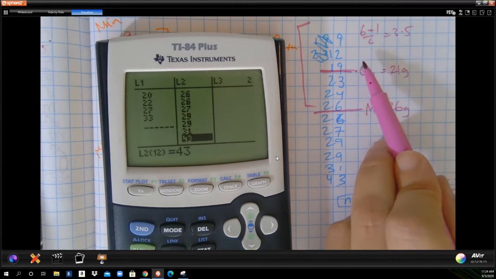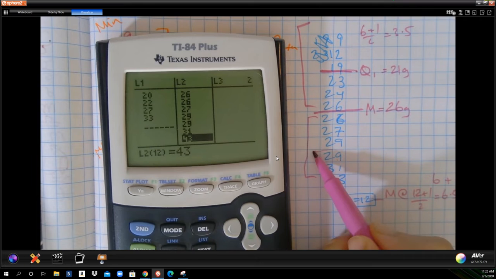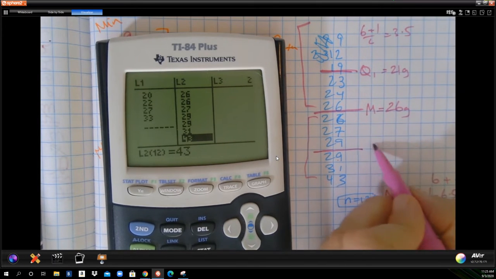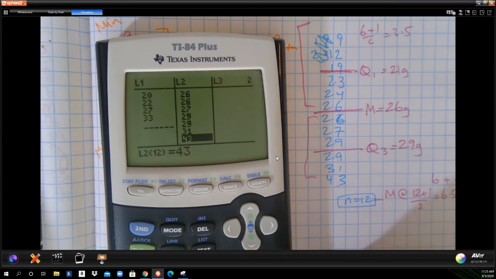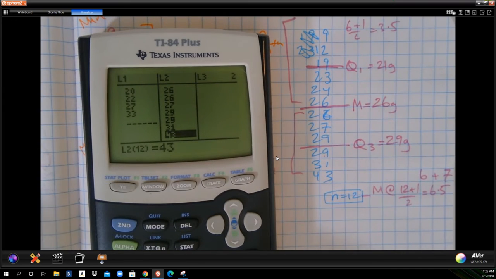Whatever happened in the lower half will happen in the upper half in terms of positioning. So we got 6 numbers. I'm going to break them into equal parts right there. So I have groups of 3. That doesn't always happen. It's not always even. So Q3 is between 29 and 29, also easy. Okay, so now we're going to calculate whether we have an outlier. Heads up, we have an outlier.